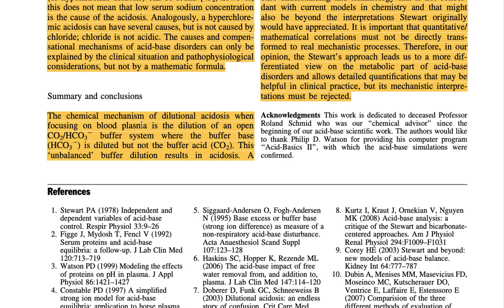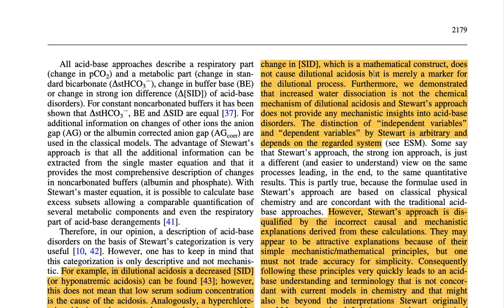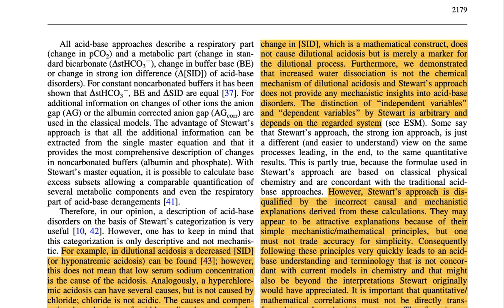Summary and conclusions. The chemical mechanism of dilutional acidosis when focusing on blood plasma is the dilution of an open CO2 bicarb buffer system where the buffer base bicarb is diluted, but not the buffer acid, CO2. This unbalanced buffer dilution results in acidosis. A change in strong ion difference, which is a mathematical construct, does not cause dilutional acidosis, but is merely a marker for the dilutional process. Furthermore, we demonstrated that increased water dissociation is not the chemical mechanism of dilutional acidosis, and Stewart's approach does not provide any mechanistic insights into acid-base disorders.